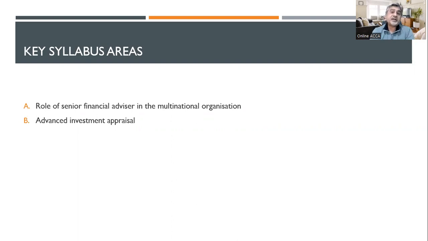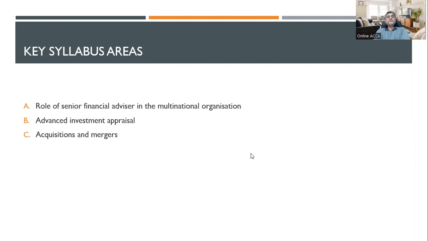And then there are a few other issues. For example, different currencies would be introduced. In F9, you never used multiple currencies. Here you might be taking some debt financing in some other currency and then investing it somewhere, and then rolling back the cash, and then paying back into another currency. So more advanced scenarios will be involved here. And this is one of the most important areas of your exam. You will always have a question from advanced investment appraisal.